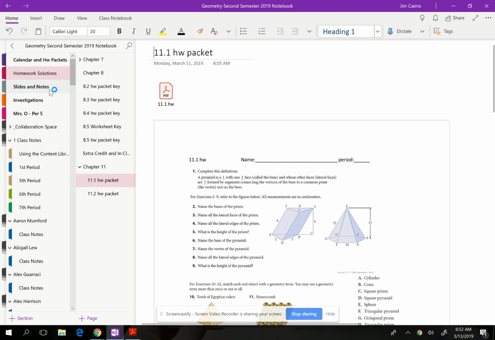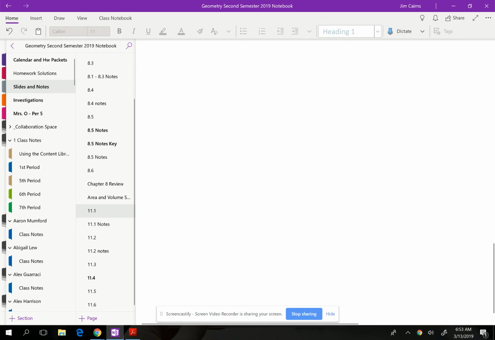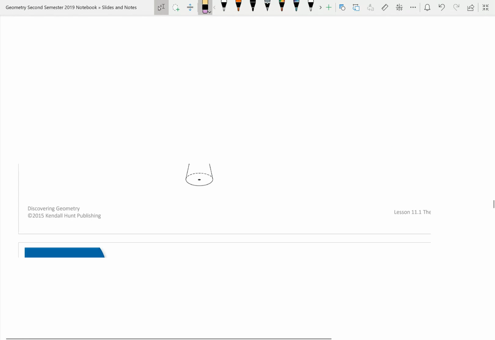Okay, in this lesson, I am going to go over the notes from 11.1. This section is on volume.